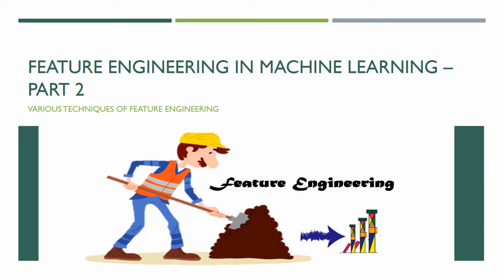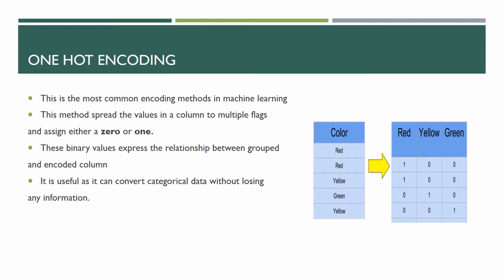So let's start with the first one, which is one hot encoding. This is the most common encoding method in machine learning. What happens here, you can see in the diagram, is that the color column is converted into separate color columns. The rows of red, yellow and green are separately converted into columns, and we are assigning a binary value, either 1 or 0, to these columns. These binary values express the relationship between the grouped and the encoded columns.